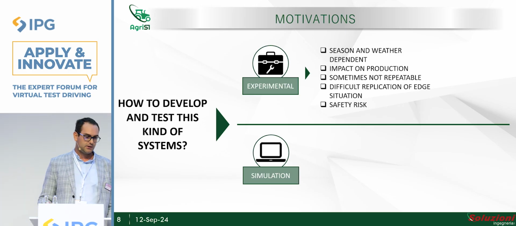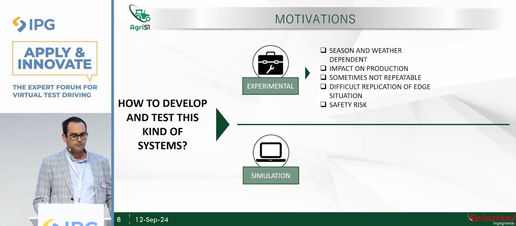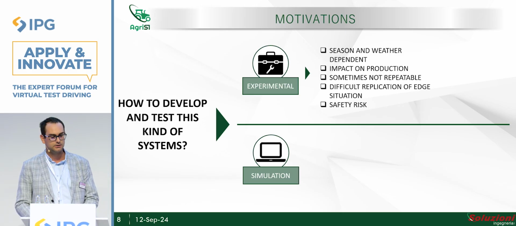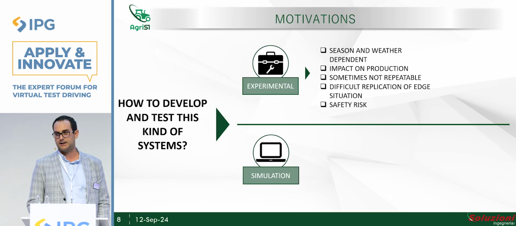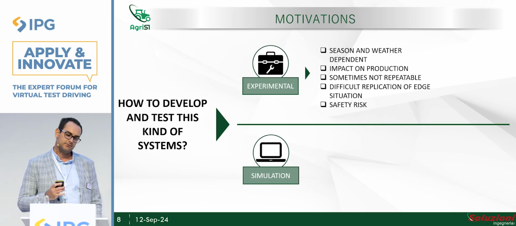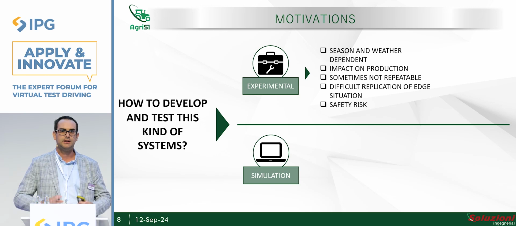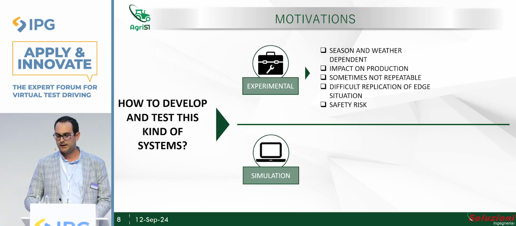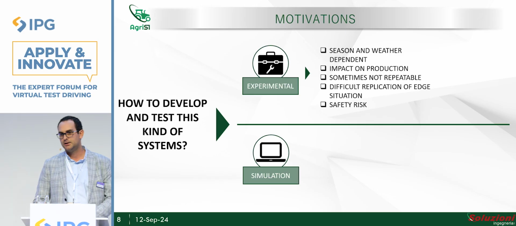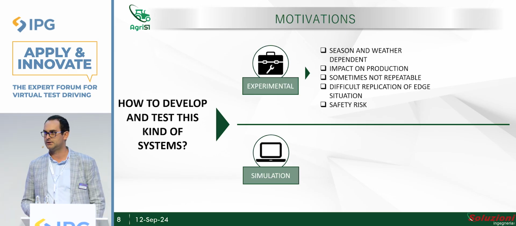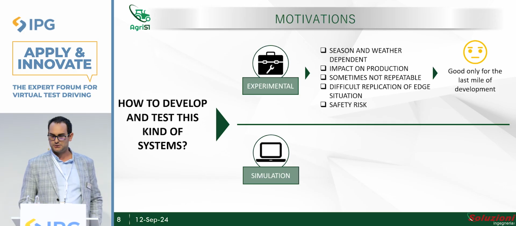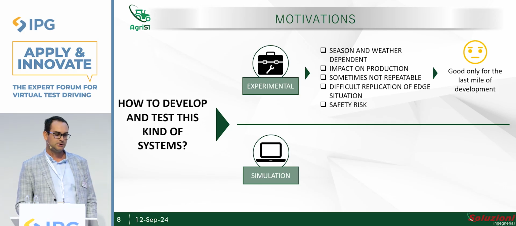There is difficult replication of edge situations because I cannot control them. For example, fog, presence of animals, presence of particular obstacles, and so on. And there is also a safety risk. If I have to test in dangerous conditions, for example with particularly high slopes, it becomes very risky for the operator. Take into account that overturning is one of the most common accidents that occur in the agricultural field, so it's very dangerous. So we don't like this way so much, and we can say that it's good only for the last mile of development.